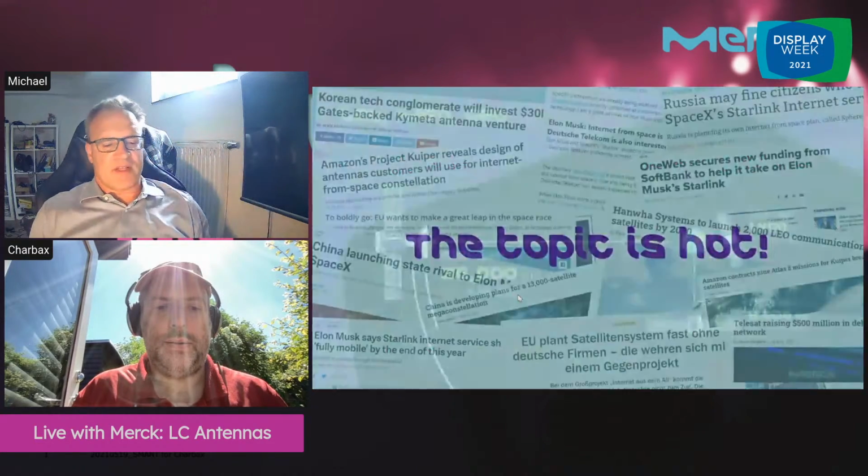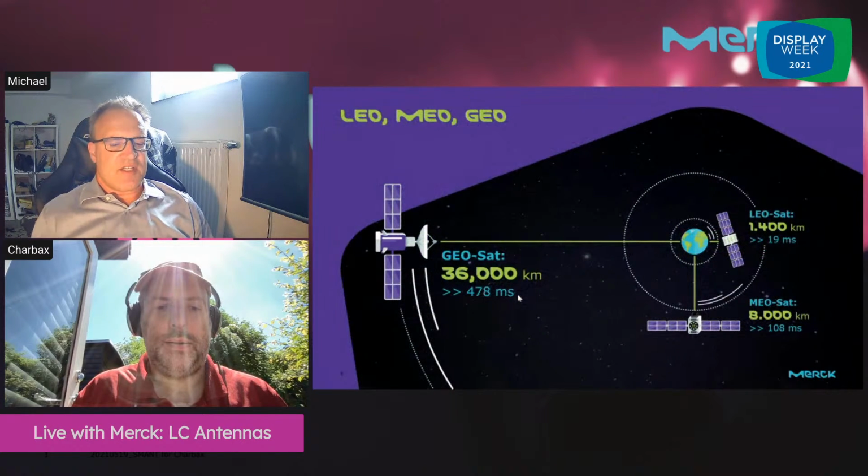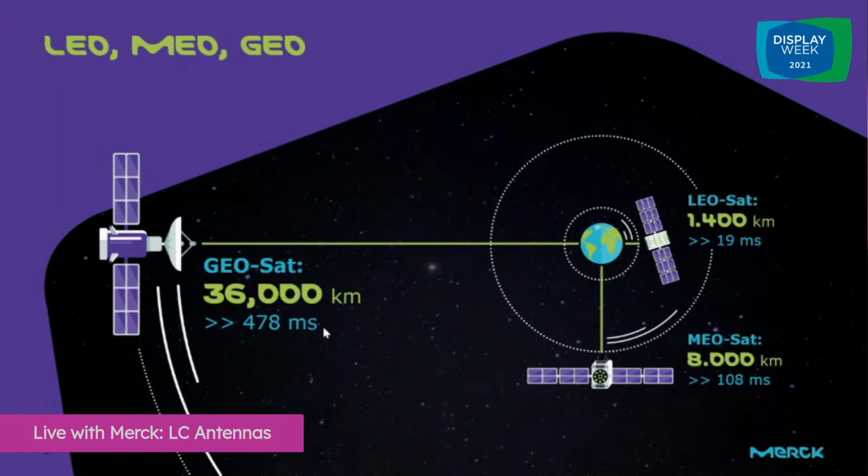We talked about that the topic is hot, and just to see what satellite communication is all about. We mentioned LEO, MEO and GEO satellites. Originally we had the GEO satellites. The GEO satellite is characterized in that it's not changing its position in the sky. So that's why you can point your satellite dish to a certain spot and it just stays there.